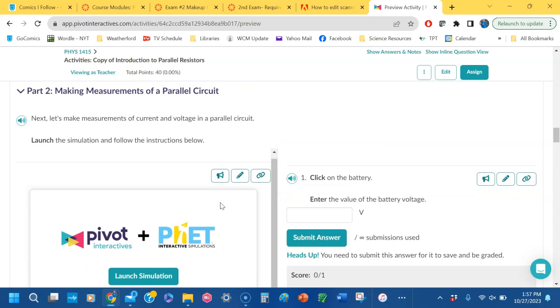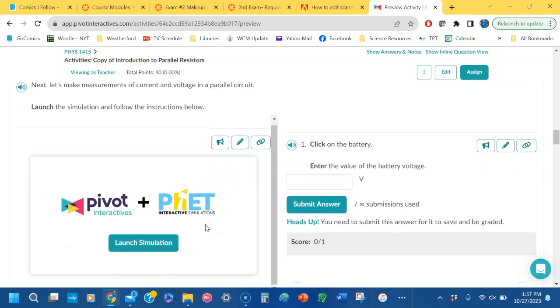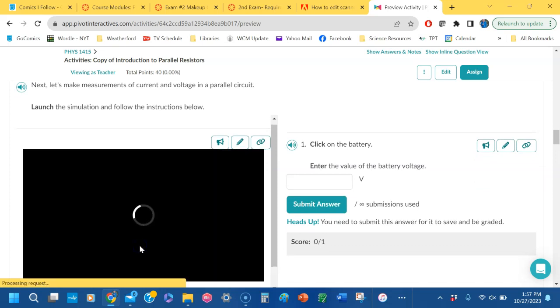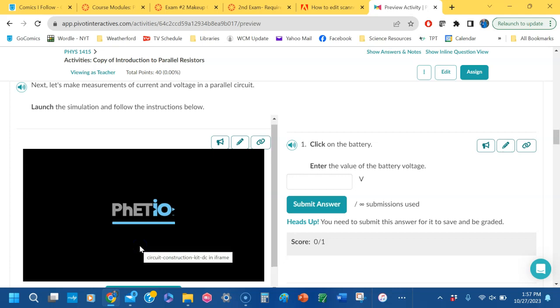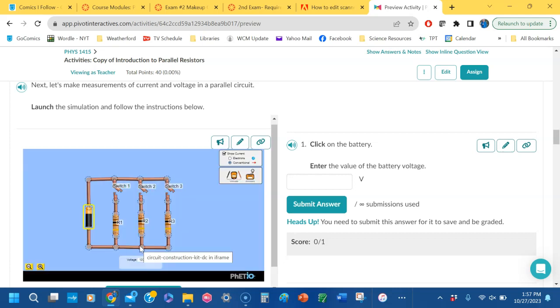Now this one you have a simulation, so it's a little different. It's a video to watch. First of all, you hit launch the simulation, and it will eventually set itself up here. For the battery voltage, you just click on it and it says down here at the bottom, so you can type that number in over here. If it is a resistor, if you click on it, it will tell you the resistance down here at the bottom, so you don't have to actually use one of the meters to do that.